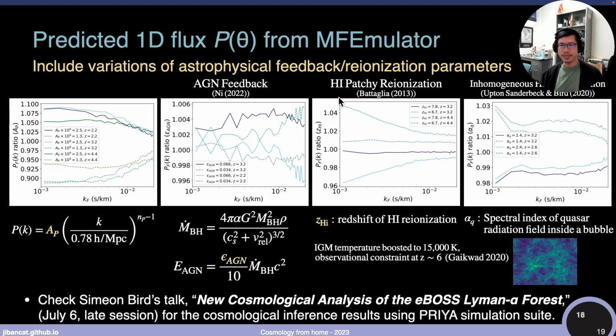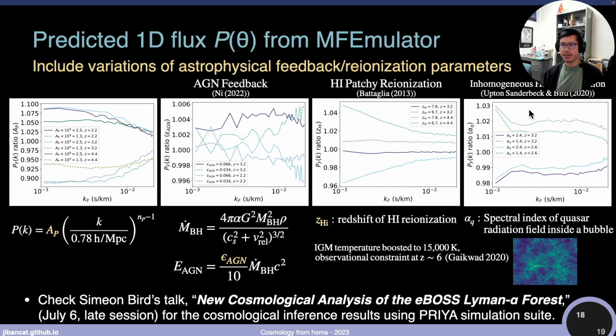And the third one, we have hydrogen patchy reionization. The redshift of hydrogen reionization here is the redshift at which 50% of the reionization has happened. After reionization, the temperature will be boosted to 15,000 Kelvin here. Why it affects the 1D flux is because the temperature will change the neutral fraction of the IGM, and that changes the amplitude of the 1D flux.